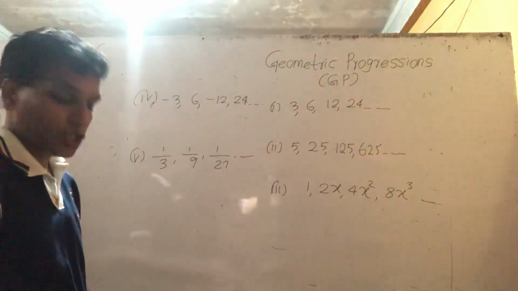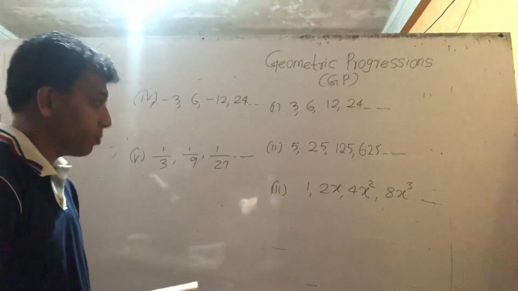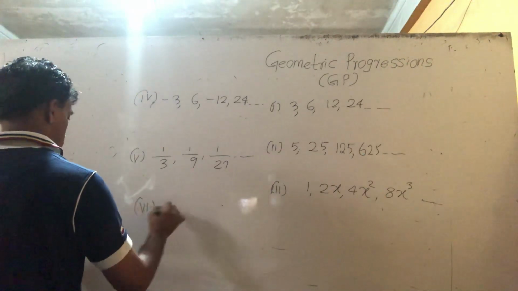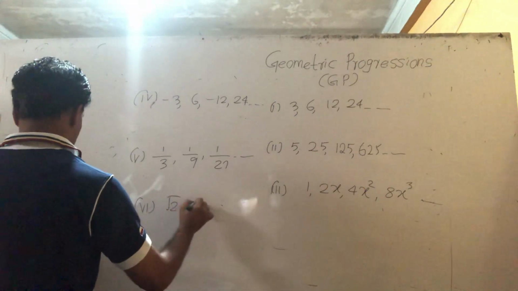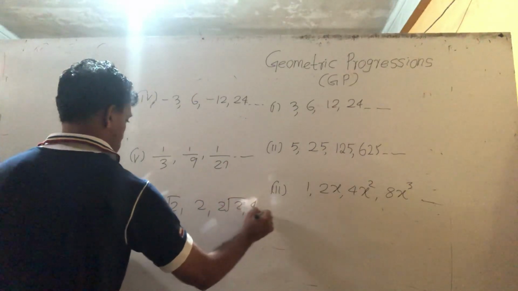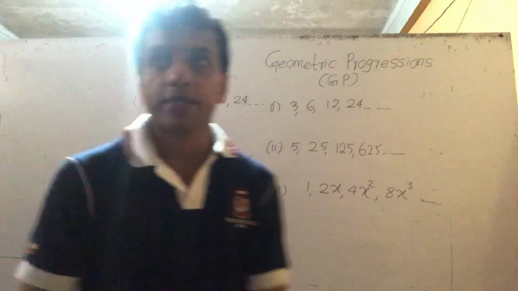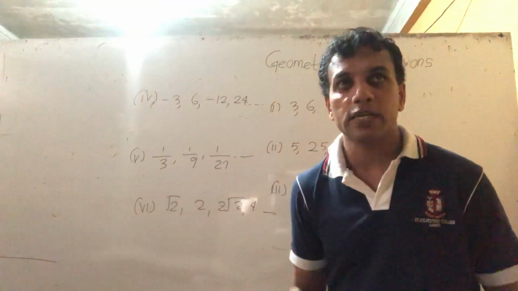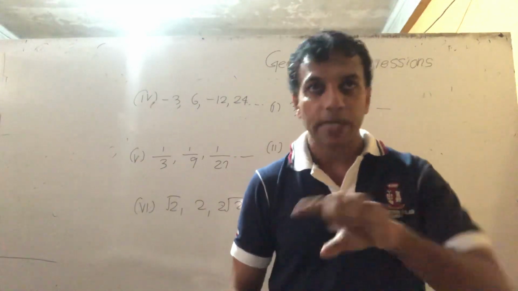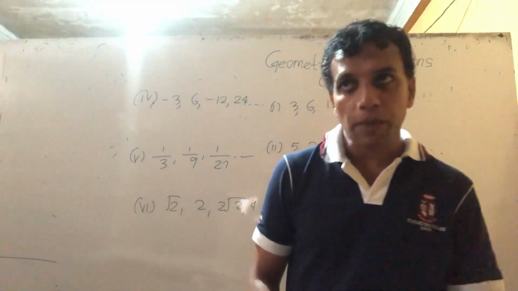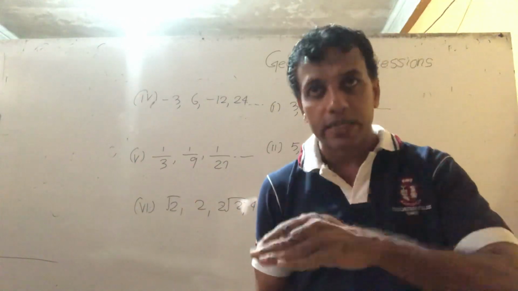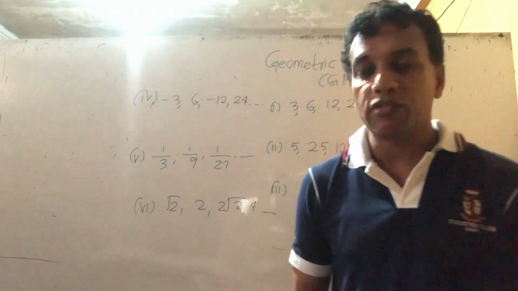Find the common ratios of the following geometric progressions. Okay, so this is how to work. Like you learned in the arithmetic series, common difference, successive difference, subtract. Second term subtract by the first, third term subtract from the second, then we can find the common difference.